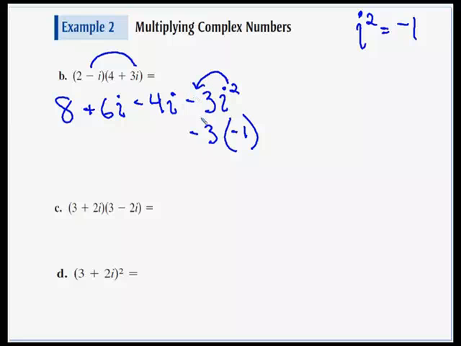Right here this is a minus, and now we have minus 3 times minus 1 is a plus 3. So you can think about it, this i squared is going to hop over, change that to a plus, and then the i squared is gone. So now we can combine it a little bit farther here. Let's see, we now have 8 plus 3 is 11, that's our real component. And then plus 6 and minus 4 would be a plus 2i.